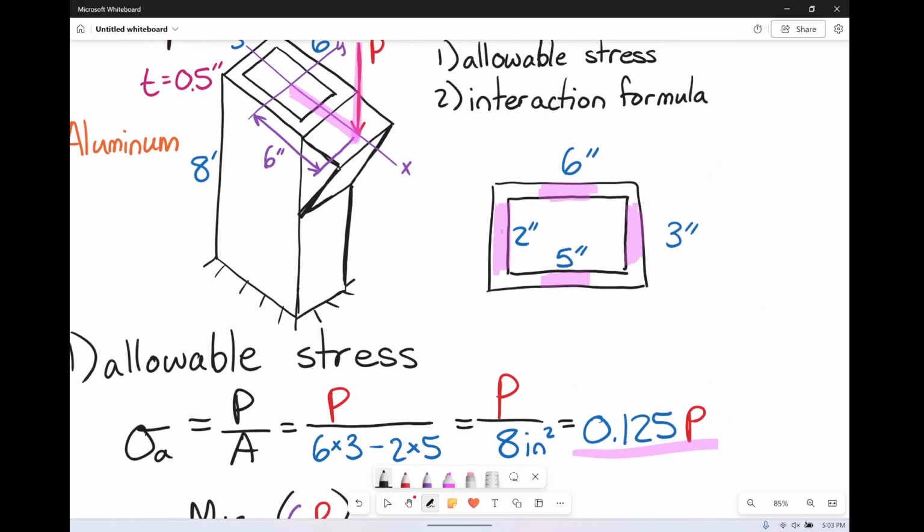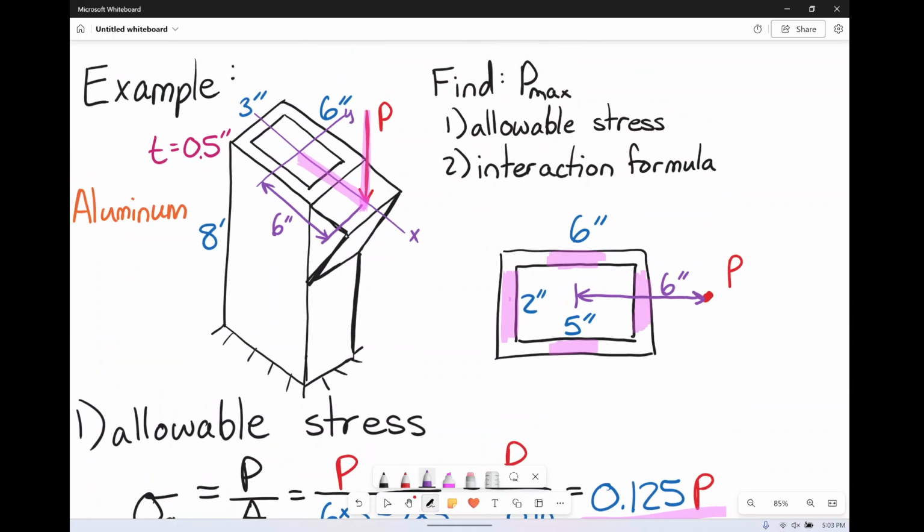C, again, let's pretend our little force is over here for P, and we set our distance from the center out to this part was 6 inches. So that means we're bending about our y-axis, right? This force is going to rotate around our y-axis.